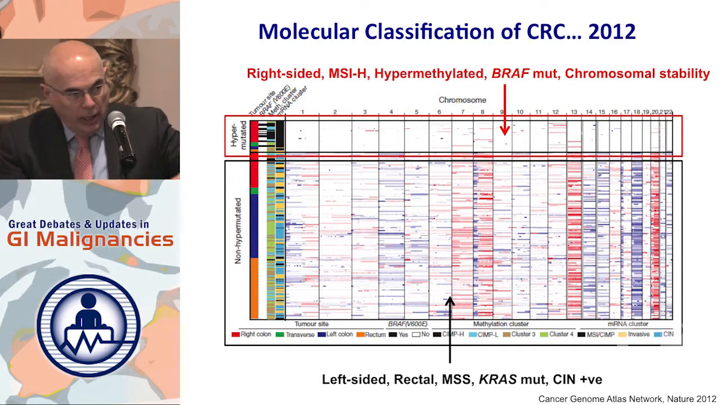So the hypermutated, more in the right side, usually microsatellite unstable tumors, hypermethylated tumors, and obviously chromosome stable, accounting for 15% of them, and those more in the left side, these are chromosome unstable tumors. Some of them actually have KRAS mutations, and they are not hypermethylated. So this was the first approach that was published.